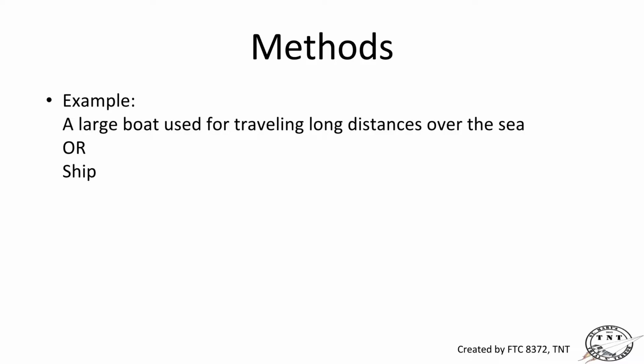An example of how these methods work and how they should be used is, let's say you write a sailing book and you want to describe a large boat used for traveling long distances over sea. You could write that every time you wanted to say that they were going on a trip on a large boat used for traveling long distances over sea, or you could simply say ship. Which one would you want to say? Would you rather say ship all 400 times, or would you want to write out the 10 word long description of what the ship is? That's kind of a description of what methods are made to do.